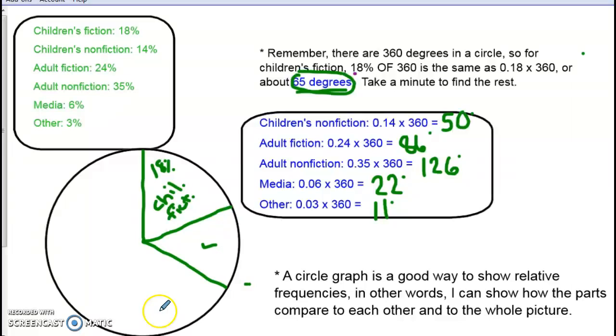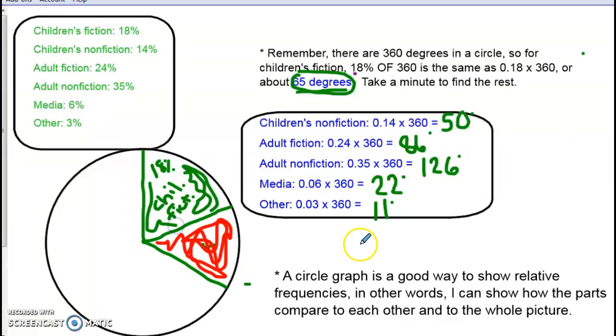Now when you measure this with your protractor, you're going to get really accurate measurements. Mine are not going to be accurate. Okay, so, and I'm going to have those be different colors so I can easily compare my parts. Okay, so there's my really rough beginning of a circle graph. Now remember, you're always going to want a title here for your circle graph as well. So I just put title. You're going to title this something like categories of books in the library or books in the library, something like that.